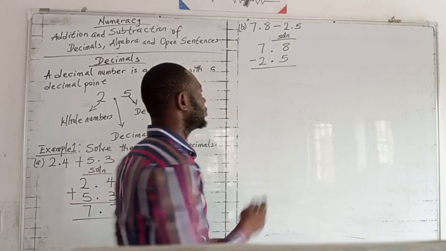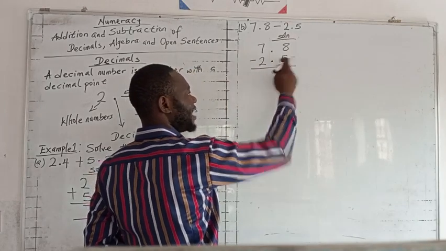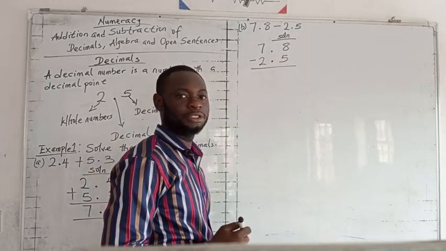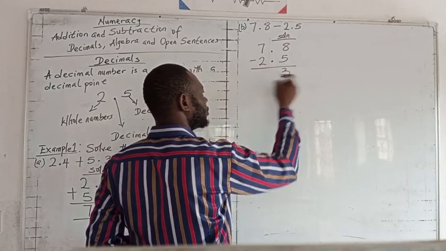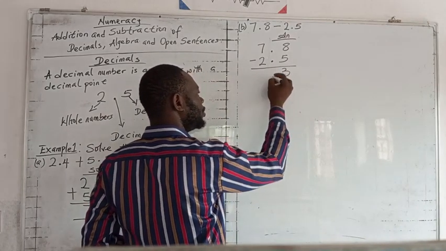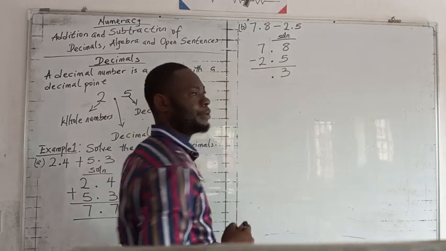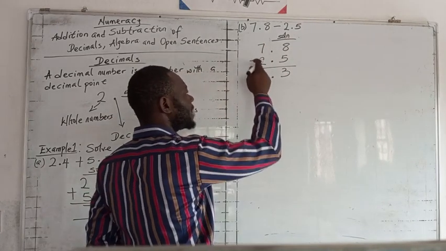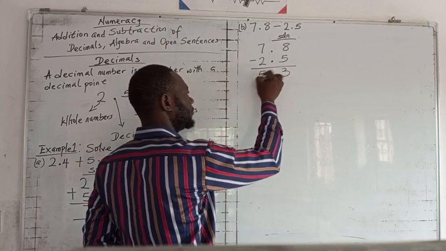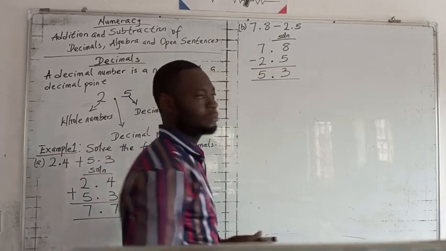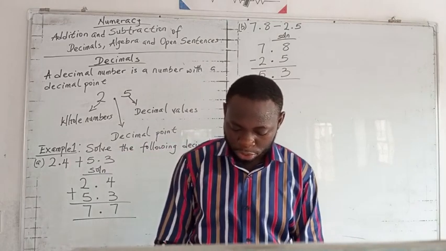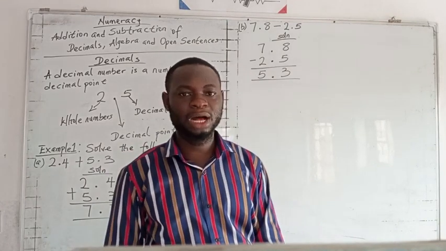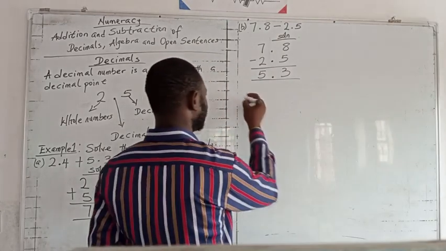Alright? Now let's go. 8 minus 5. 8 minus 5 is what? 3. We come here, what do we do? We bring down our decimal point. 7 minus 2, 5. Are you following? So that's how to add or subtract decimal numbers. Okay, let's take this example.